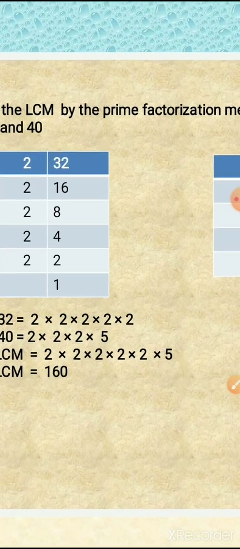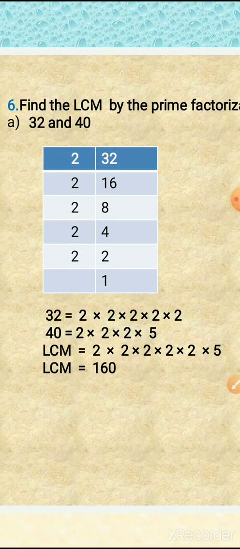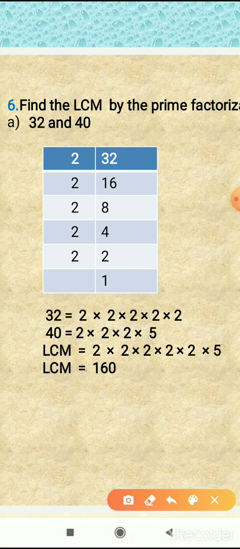Okay. Now we will find the prime factorization of 32. So students, we know that 32 is an even number. So it is divisible by 2. 2 is the smallest even prime number. So we divide 32 by 2. Okay, so look here, we will divide 32 by 2.